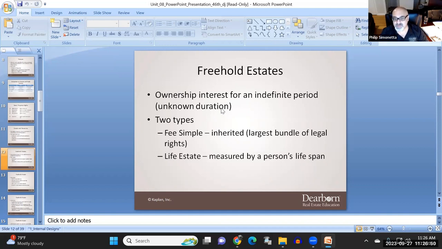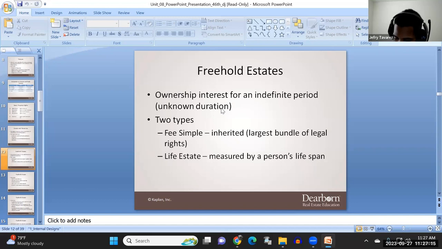You have a fee simple. Okay? Fee simple is the largest bundle of rights. That's what you want. When you buy a property, you want fee simple. And it can be inherited. It can be inherited to you and you can give it to others. That's a fee simple freehold estate. The largest bundle of rights. Just know that, okay?